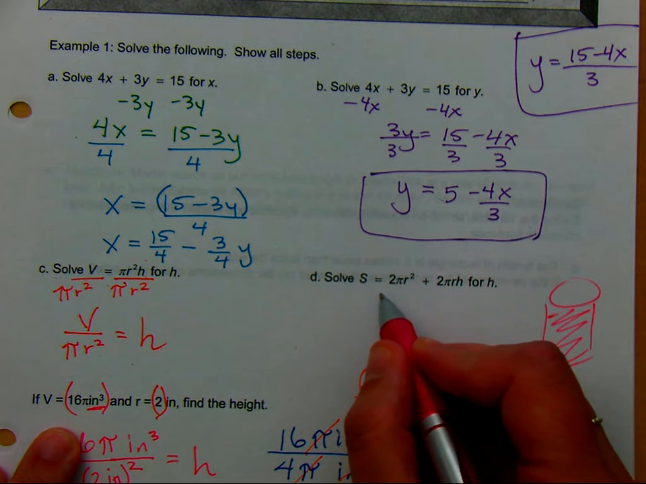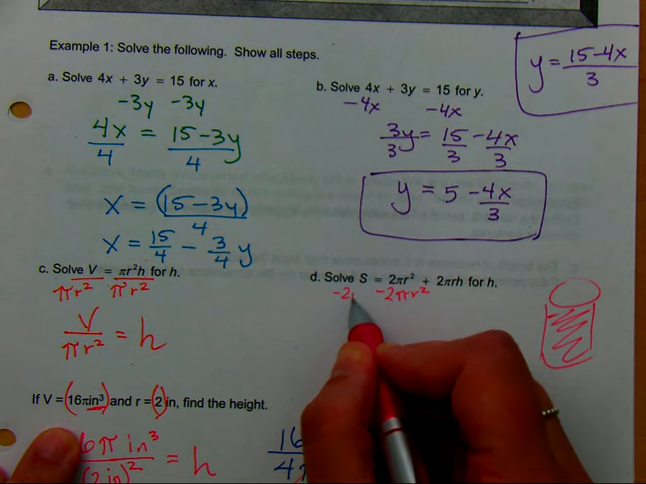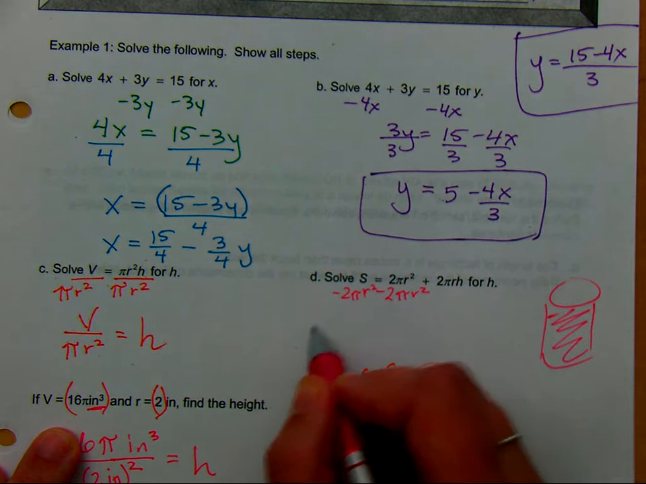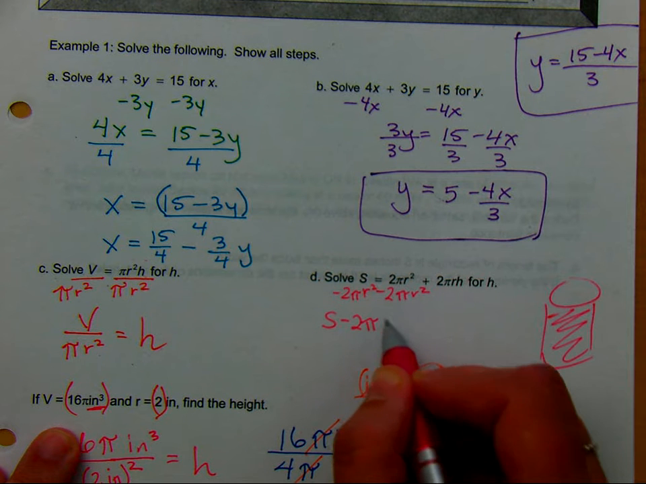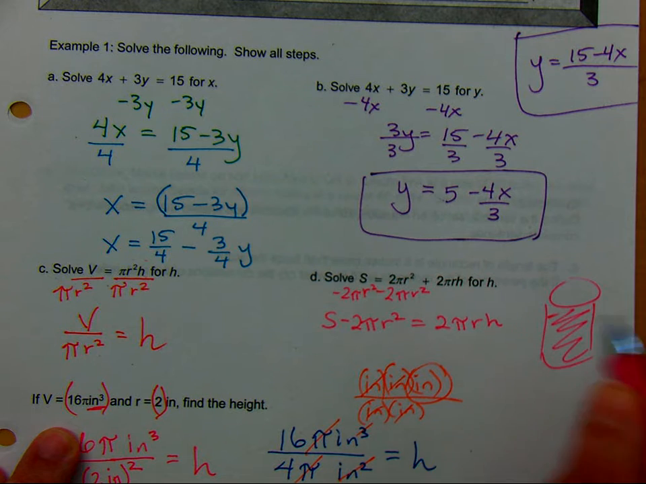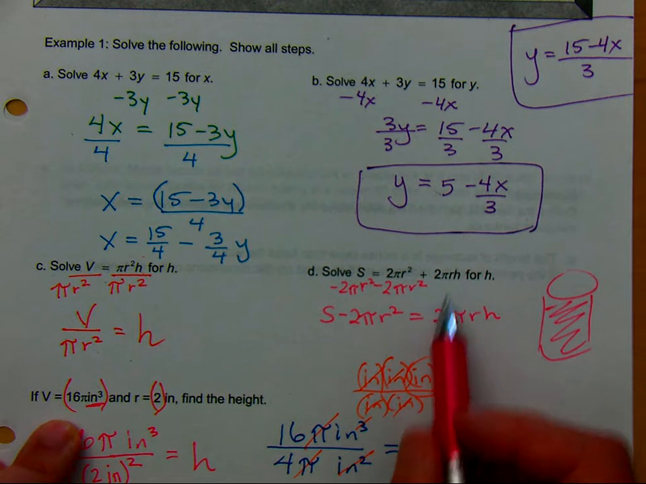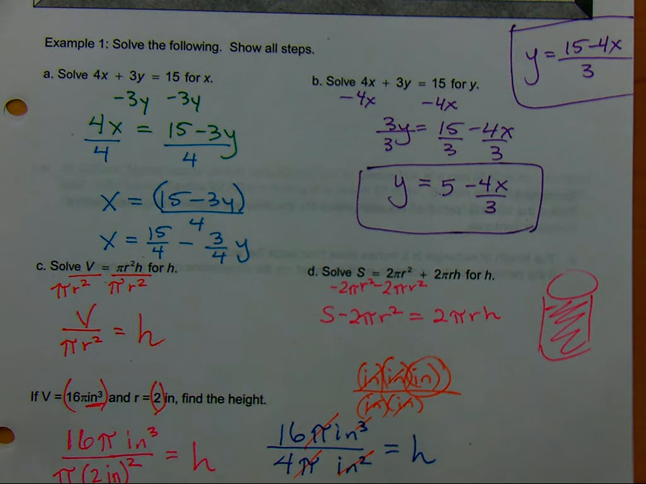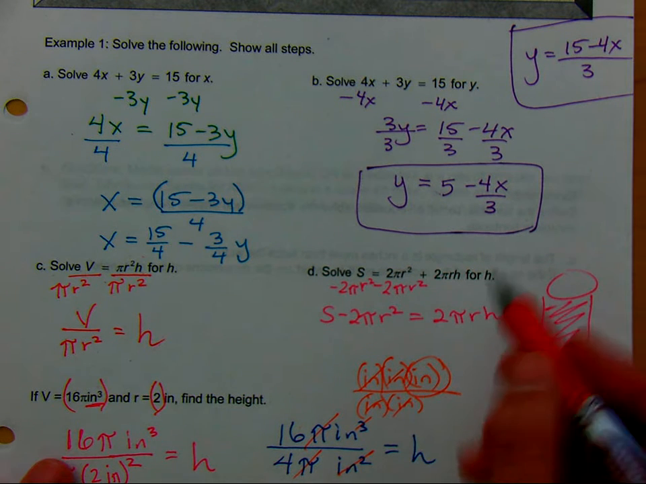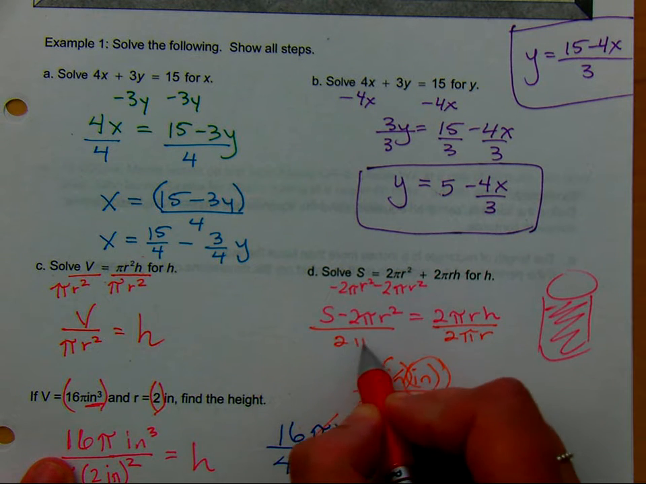So what did you do first? Subtract 2 pi r squared, right? From both sides. So you have s minus 2 pi r squared equals 2 pi r h. And notice these are not like terms, because this is an r squared and this is an r. Okay, now what could we do to get h by itself? What is happening to h, and what would you need to do to undo that? Divide both sides by 2 pi r.